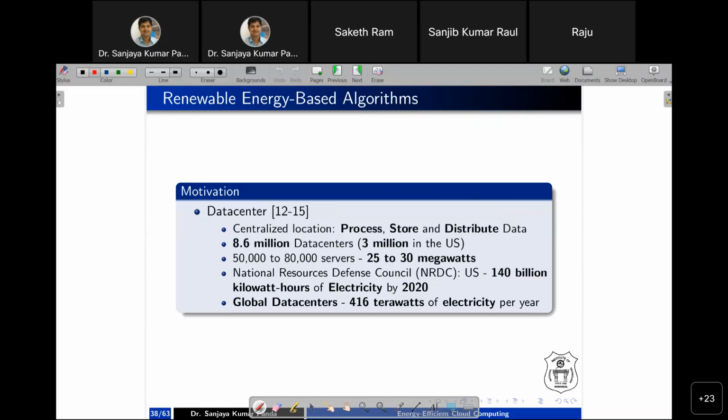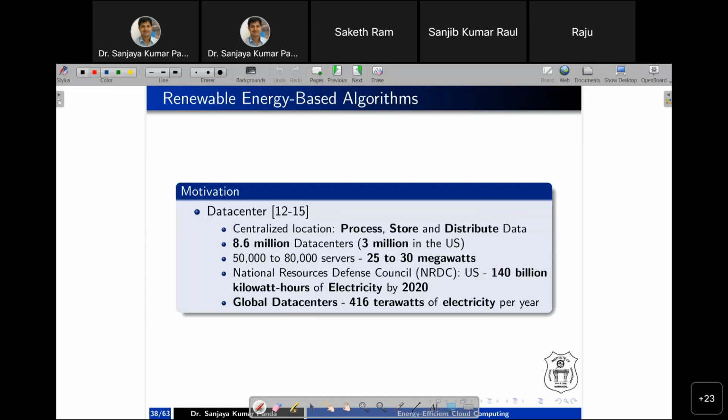If you go for the NRDC report of the United States, it mentioned that 140 billion kilowatt hours of electricity is required by the end of 2020. Now we require more; by 2030, it is quite a lot more. And for global data centers, that is 8.6 million data centers, they need 416 terawatts of electricity per year. So imagine how much electricity is required.